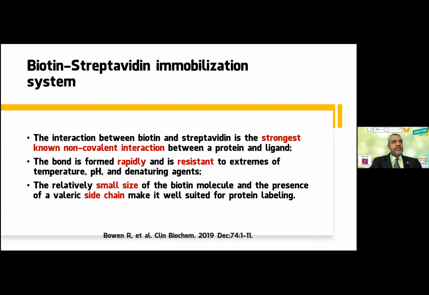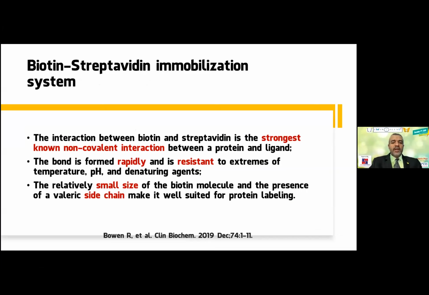So again, what does biotin have to do with this? You have to know about what is called the biotin-streptavidin immobilization system. This is used in immunoassays. So why do we use biotin and the so-called streptavidin?